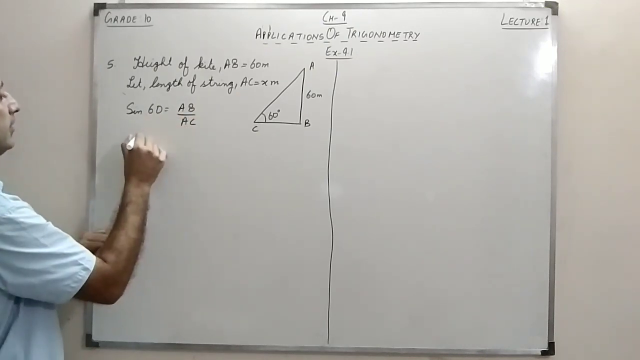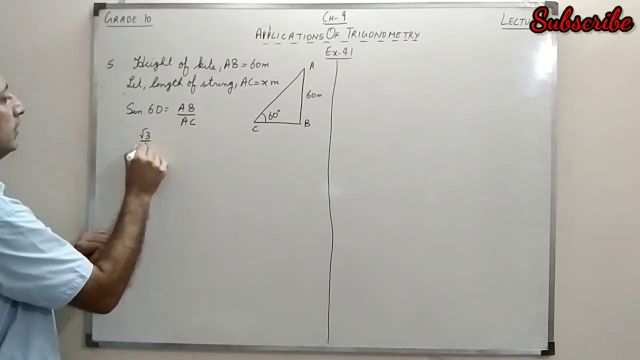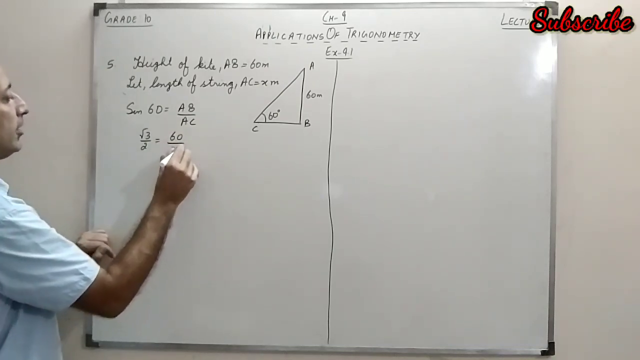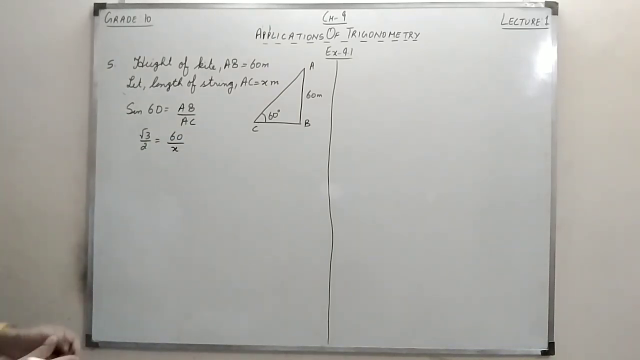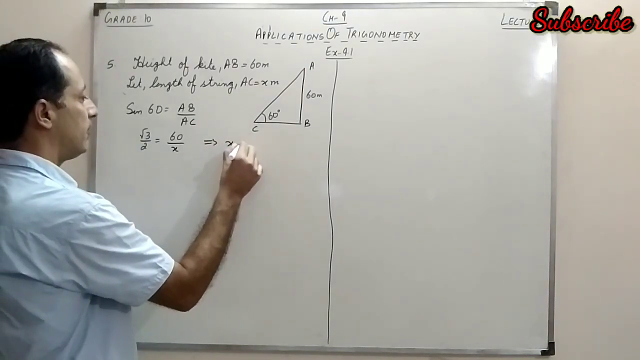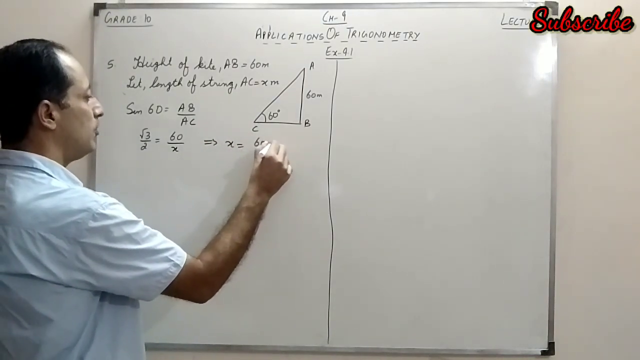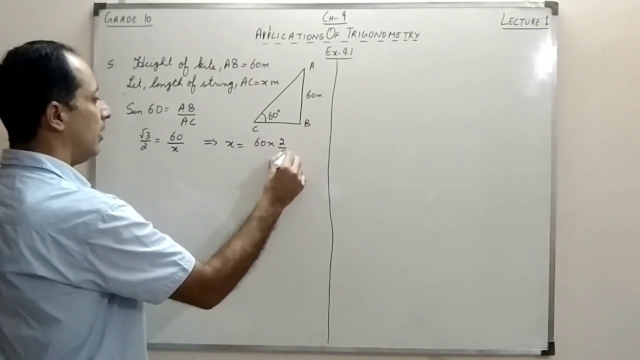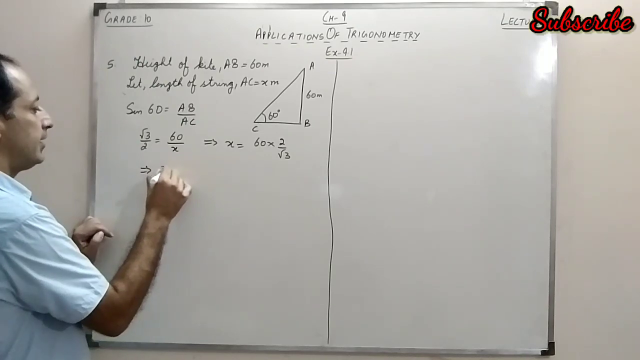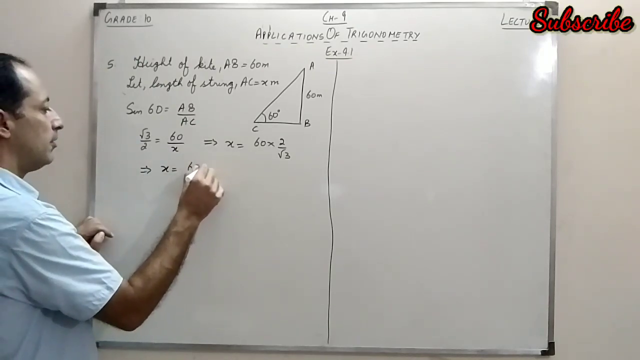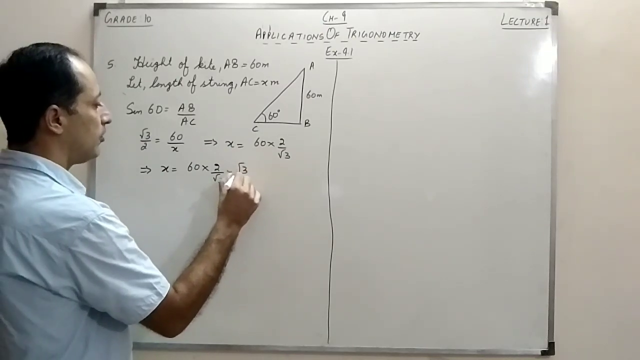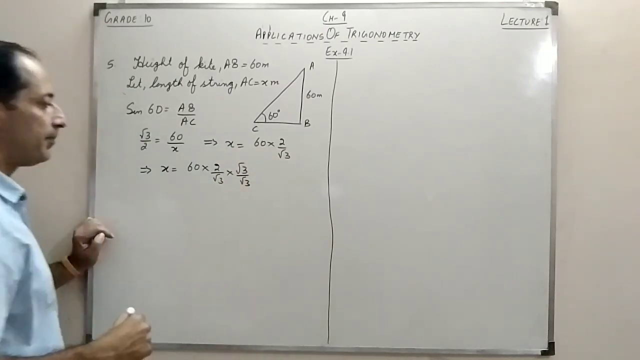Now the value of sine 60 is root 3 by 2. AB is 60 meters, and AC I have to find, so I just put it as x because we have supposed it as x. Cross multiplying, what we get? x equals 60 into 2 by root 3. Now we can rationalize this. I get x equals 60 into 2 by root 3 into root 3 by root 3.